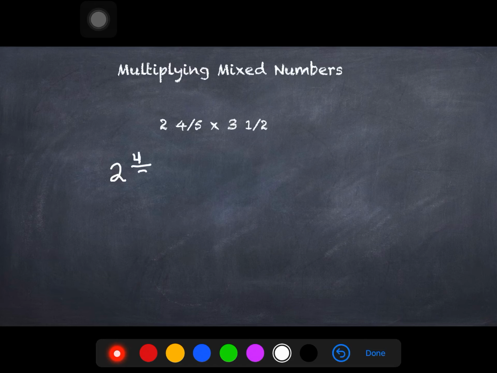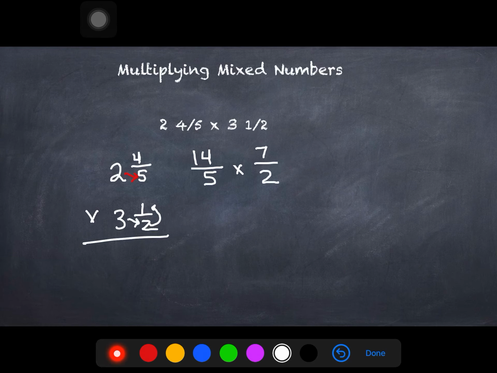We want to write it vertically again, just so we can easily change my numbers, okay? And then I'm going to multiply. But we do not want to just multiply your fractions and your whole numbers. So we need to make these improper fractions. To do that, you multiply your whole number by the denominator. 2 times 5, that's 10. Add the 4. That becomes 14/5. And then 3 times 1/2, you say 3 times 2 is 6, plus 1 is 7. So this becomes 7/2. You can multiply straight out, right across.